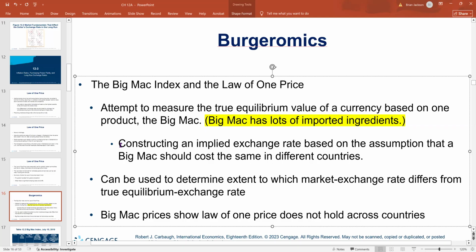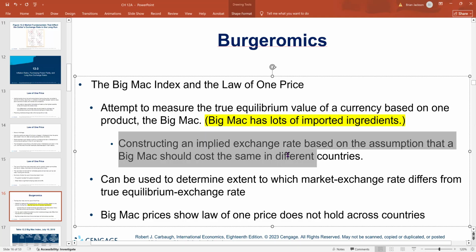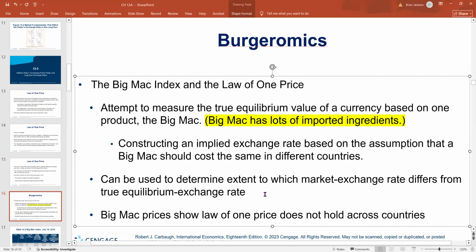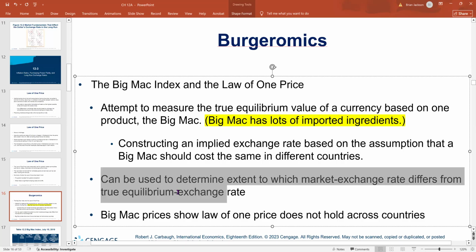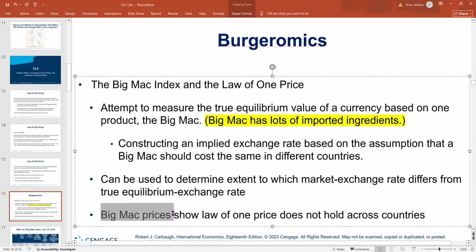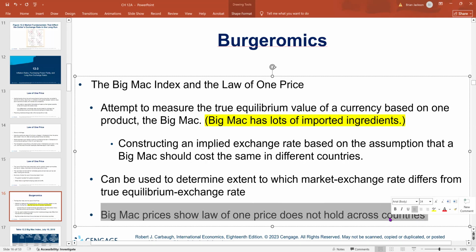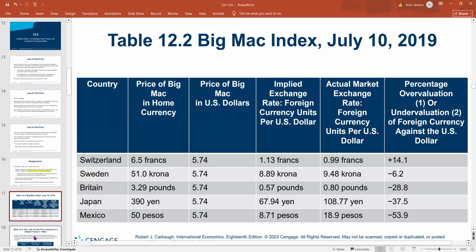Okay. So constructing an implied exchange rate based on the assumption that a Big Mac should cost the same in different countries is what we're going to do here. It can be used to determine the extent to which market exchange rates differ from this true equilibrium exchange rate that we'll recognize from the law of one price. We'll see that Big Mac prices show the law of one price does not hold across countries. It theoretically should, but it doesn't.